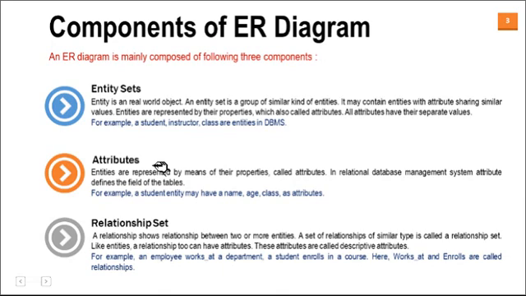Next one is a relationship set. Relationship is between two or more than two entities. If I say one entity is the instructor entity, and another entity is the student entity, instructor teaches student. It means teaches is the relationship between these two entities. If I say the relationship between entity sets, then I can say relationship set. Clear? I hope I'm clear.